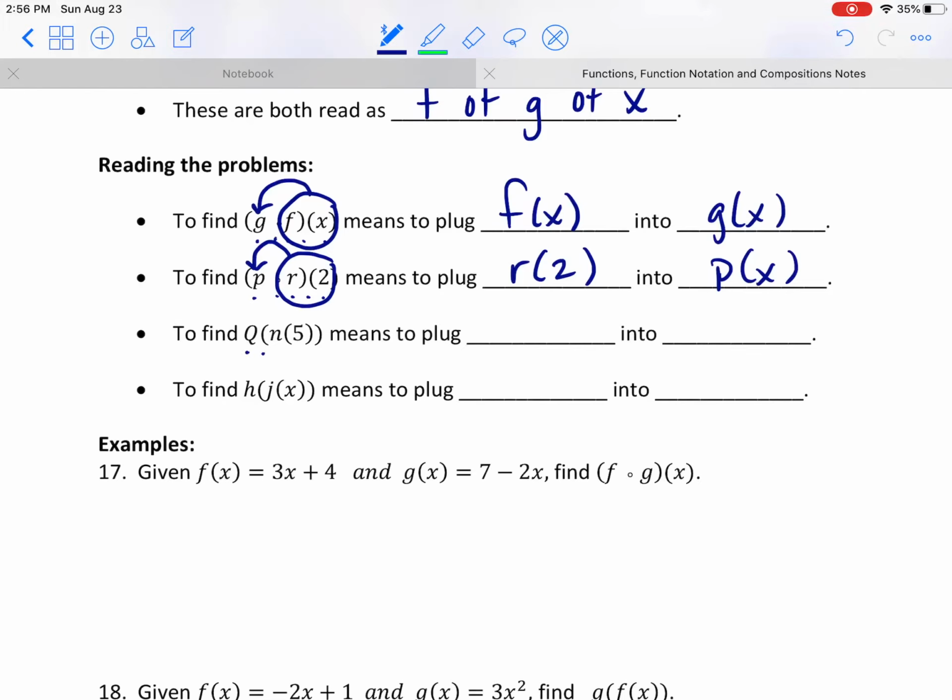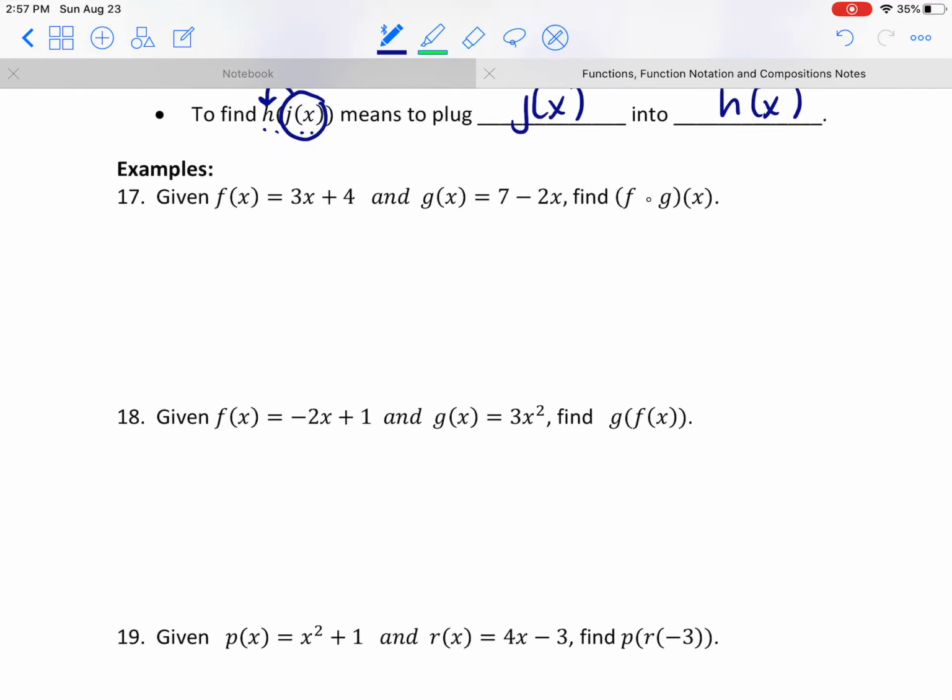This is q of n of 5. So n of 5 gets plugged into q. So we would have to figure out n of 5 and take that value and plug it into q of x. And then h of j of x means take j of x and plug it into h of x. J of x into h of x. Okay, so now that we can hopefully read some of these, let's try this out.